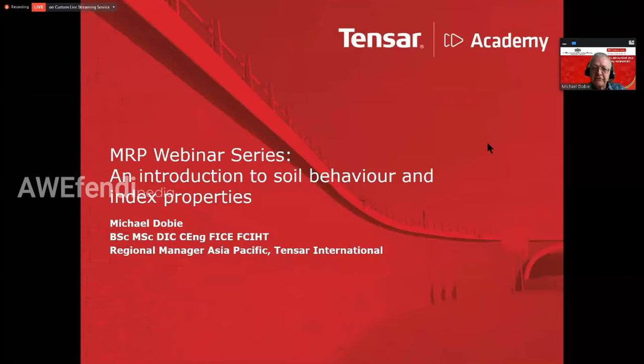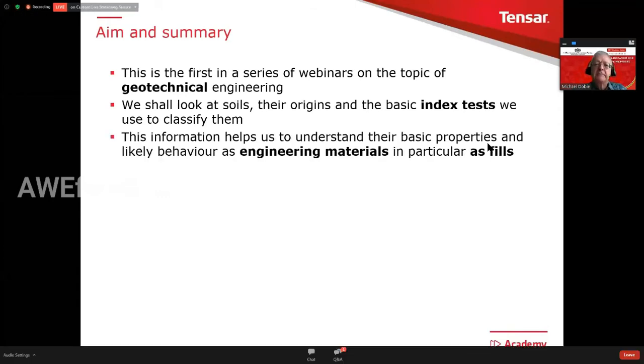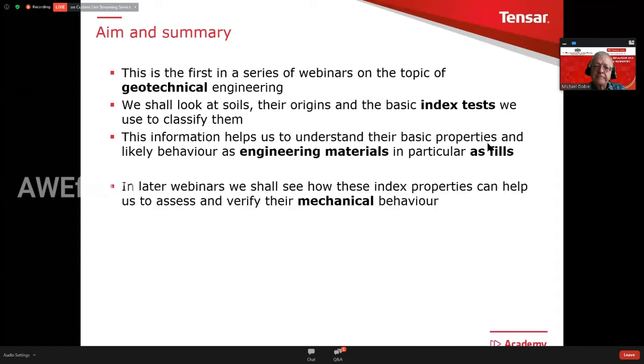So in this particular webinar, we're going to look at soils, their origins, and some of the basic index tests that we use to classify. And this, of course, is going to help us to understand their basic properties and behavior as engineering materials, in particular as fills. We work in an area of reinforced soil structures, so we're always interested in the properties of the fill materials that we use. And there will be later webinars looking at other aspects of the engineering and mechanical behavior of soils as well.